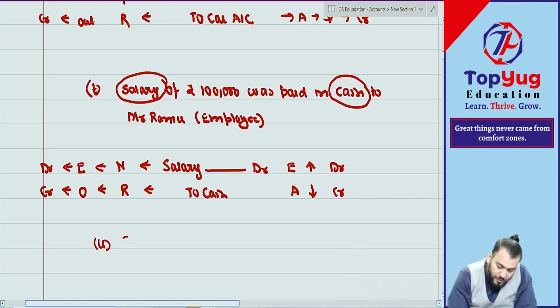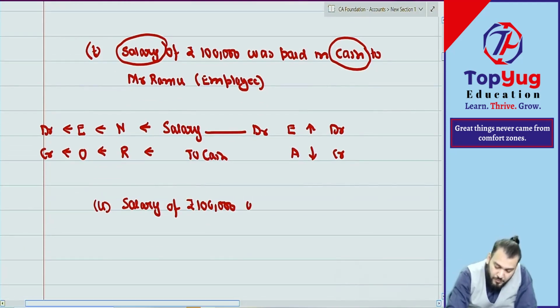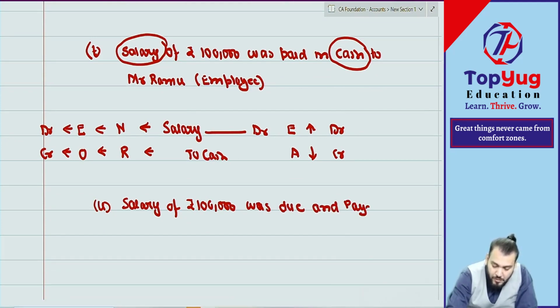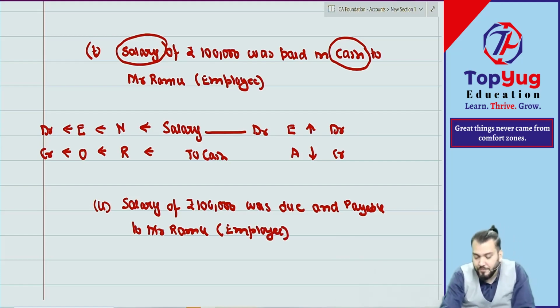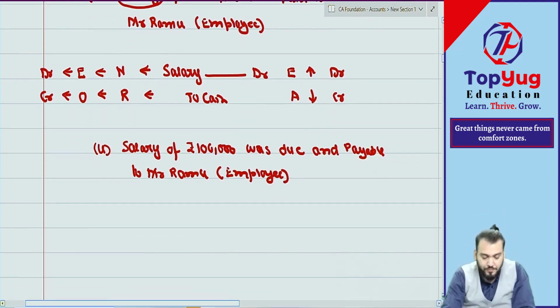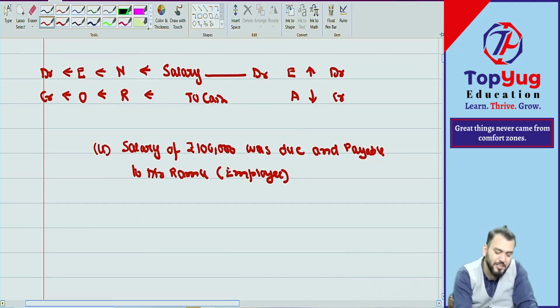Salary of rupees 1 lakh was due and payable to Mr. Ramu. Understood this point? He is also an employee. But have you understood the similar transaction?